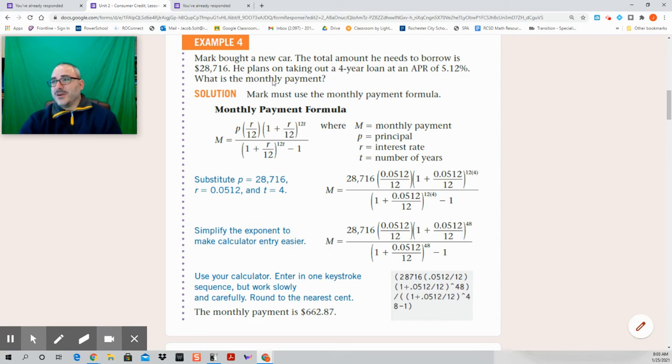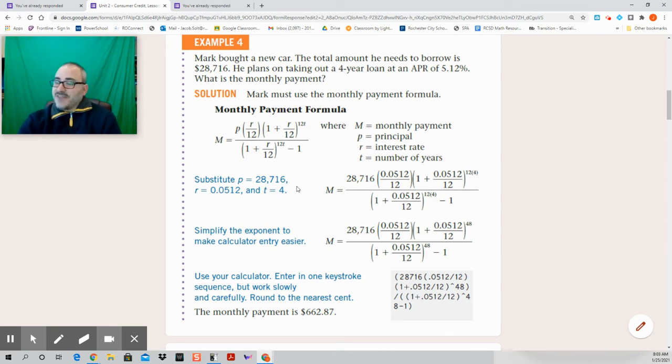All right, so let's go back to Mark and his new car. He borrows $28,716. It's a 4-year loan, APR of 5.12%. We're going to use this formula and substitute in all of the different variables. His P equals $28,716, that's the principal. R is the 5.12%, which is changed into a decimal out of 1, 0.0512. Remember, it's just 5.12 divided by 100. And lastly, T is 4, a 4-year loan, okay?